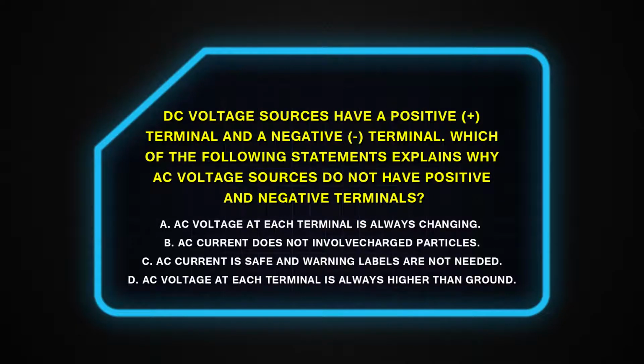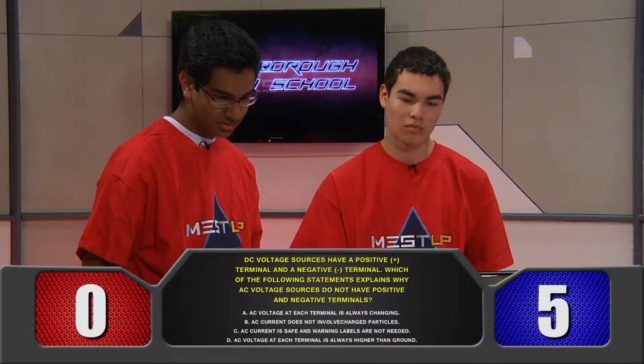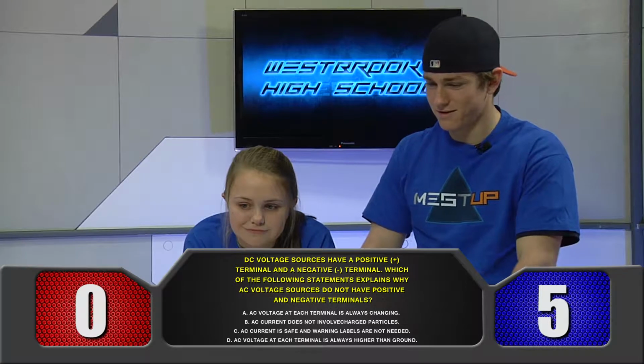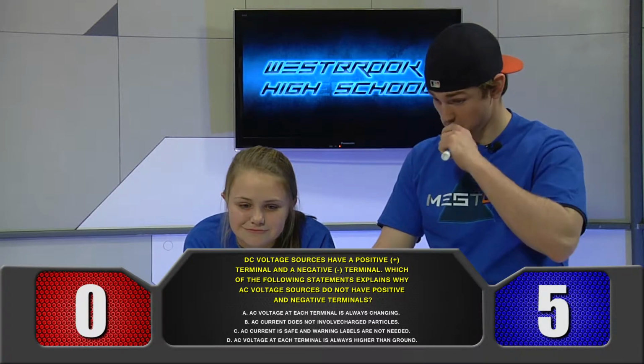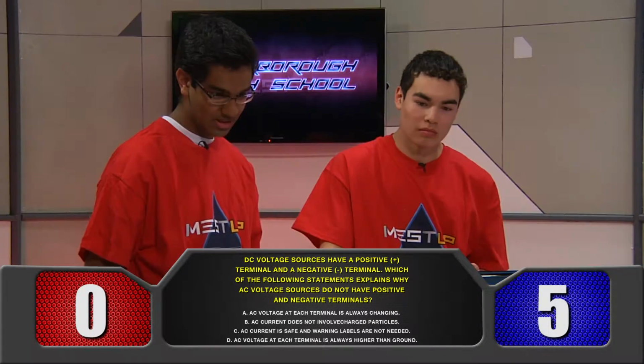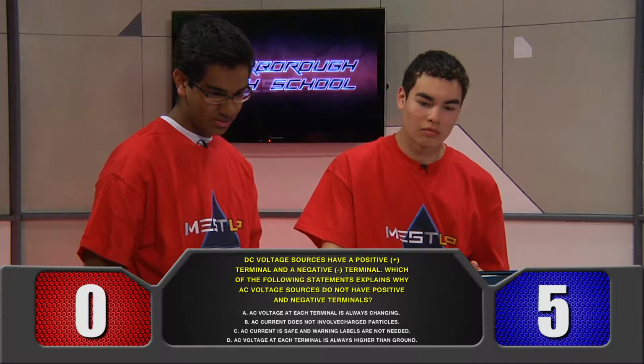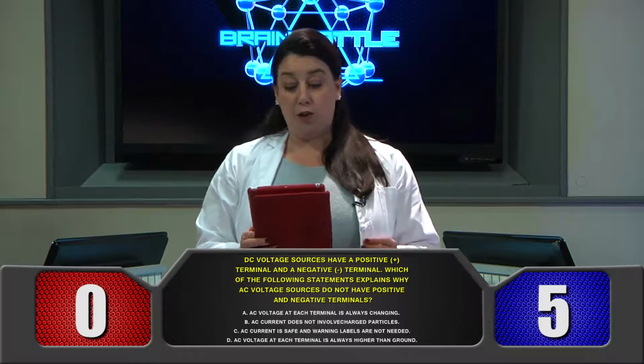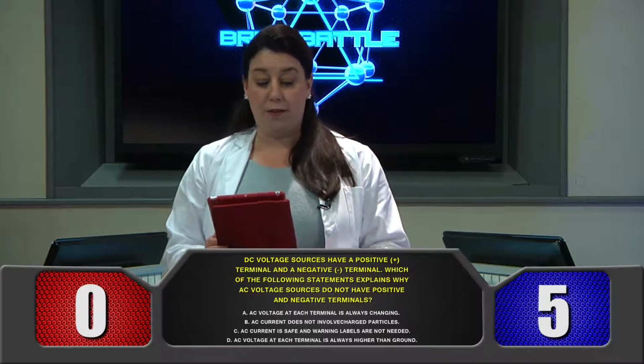DC voltage sources have a positive terminal and a negative terminal. Which of the following statements explains why AC voltage sources do not have positive and negative terminals? A, AC voltage at each terminal is always changing. B, AC current does not involve charged particles. C, AC current is safe and warning labels are not needed. Or D, AC voltage at each terminal is always higher than ground.